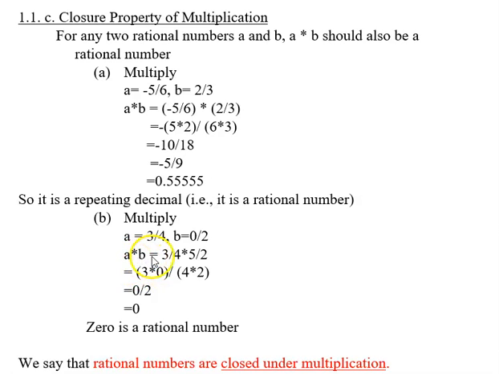a times b equals 3 over 4 times 0 over 2. So multiplying numerators and denominators separately, 3 times 0 divided by 4 times 2. So it's 0 over 8, which is 0. So 0 is a rational number. So we can say that rational numbers are closed under multiplication. That is, if you multiply two rational numbers, the result is also a rational number.